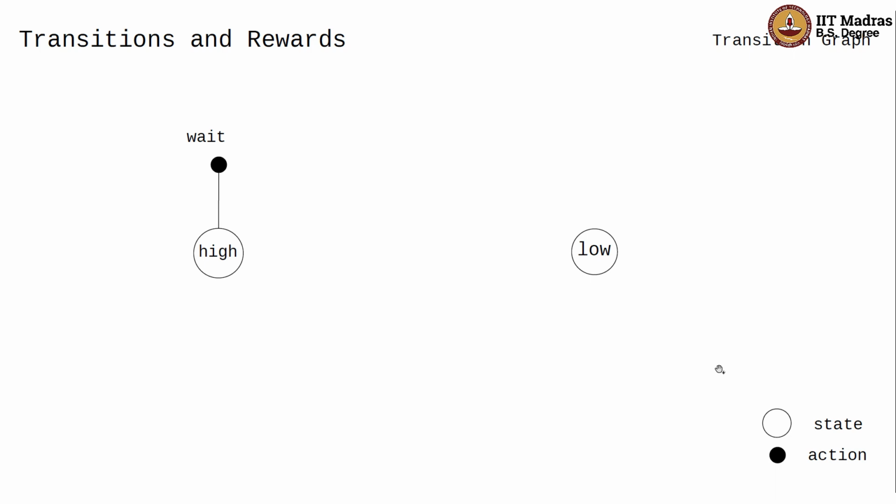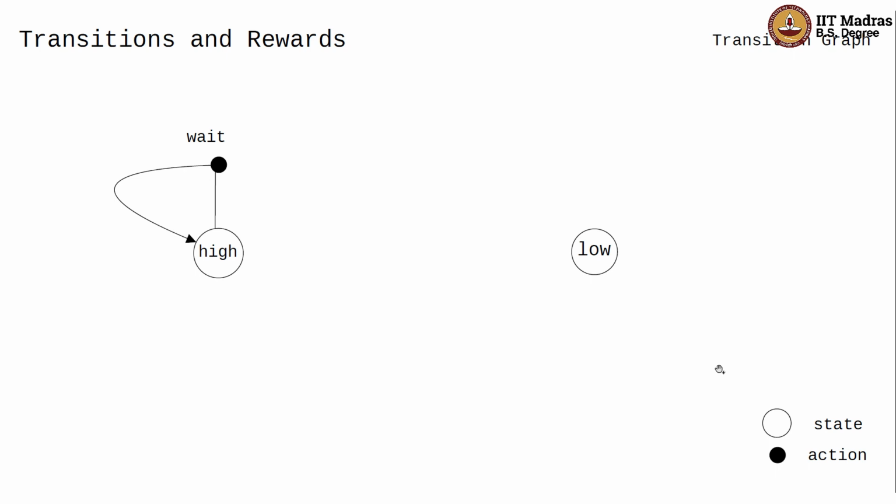Okay, so if you decide to wait, your battery level is not going to change. It's certainly not going to go down, or go up anyway, so it can't go up. So the battery level is not going to change. You will remain in state high, and this will happen with probability 1. Why is that? It's a deterministic transition, so there's no way you are going to go to the state low. So the probability associated with that is going to be 1.